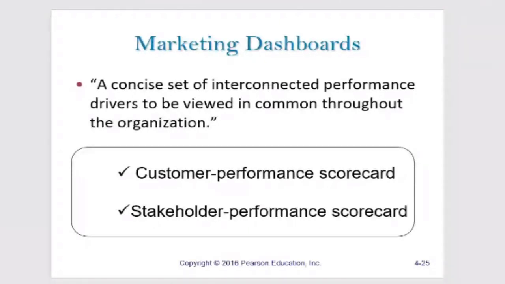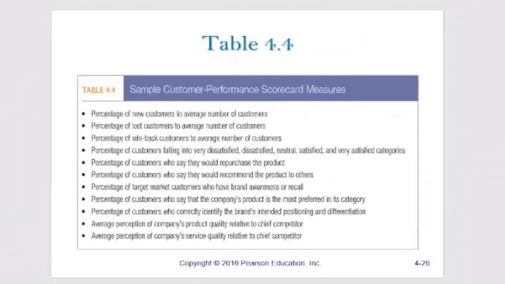So effectively, the customer performance scorecard and the stakeholder performance scorecard are the two marketing dashboards. Now I'm going to talk about sample customer performance scorecard measures: the percentage of new customers to the average number of customers, lost customers to the average number of customers, and win-back customers to the average number of customers. That is, how many customers you had new, how many you lost, how many you got back, and customers falling into the dissatisfied, neutral, satisfied, or very satisfied category.